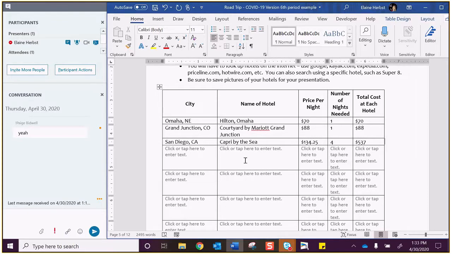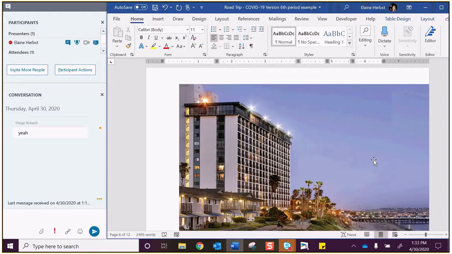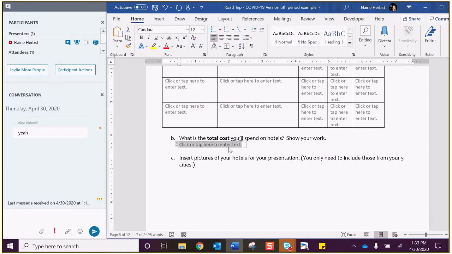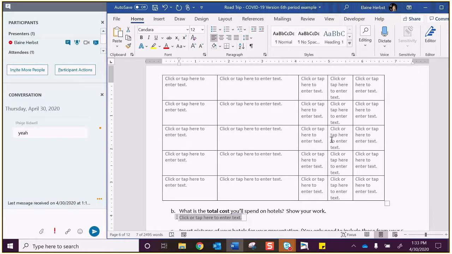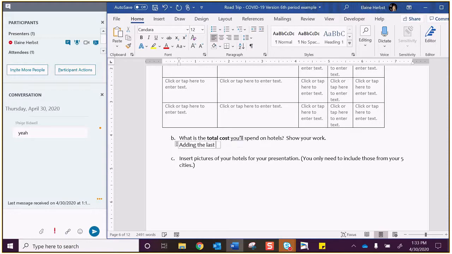So this is what you're doing today. It's all of your hotels. Make sure that you're snipping pictures only of the hotels in your main cities, not of any one night, overnight stays. You do have to put the total cost that you're going to spend on your hotels. So this is where you would be adding the last column up from your table.